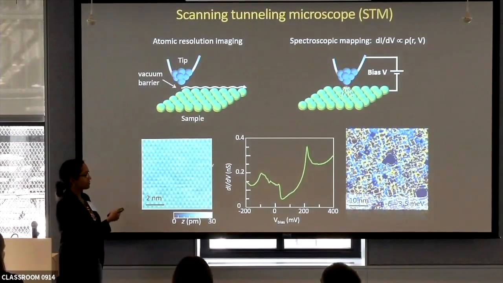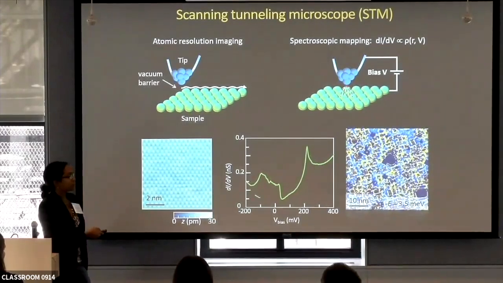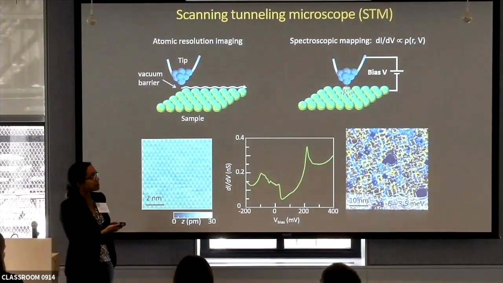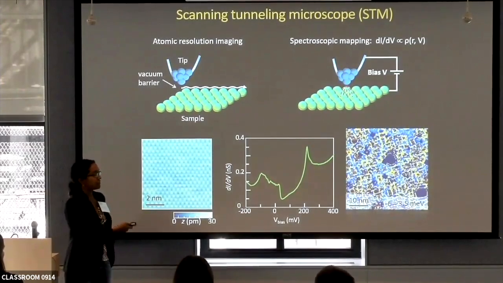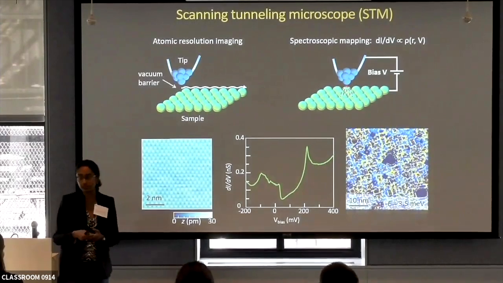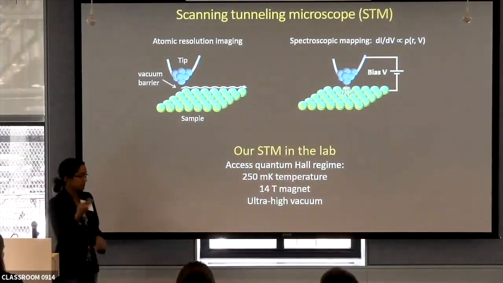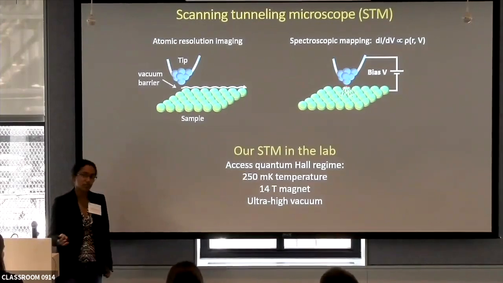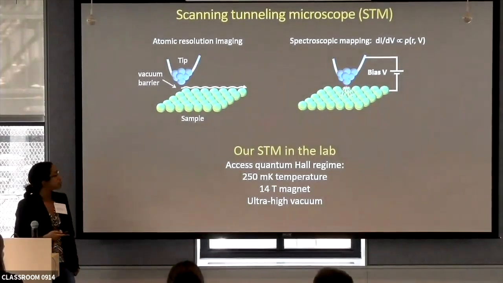So I'll be showing you data which looks like this, where we show tunneling conductance as a function of bias voltage between the tip and the sample, or energy. And this is just the local density of states at one point over a certain energy range. We can also perform spectroscopic mapping, where we fix the energy and look at how this tunneling conductance, dI/dV, varies over a certain area of our sample. These are the kinds of measurements that I'll be showing you. And the STM that we use for the experiments here goes down to 250 millikelvin electron temperature and has magnetic fields up to 14 Tesla. So this allows us to access this high magnetic field regime.